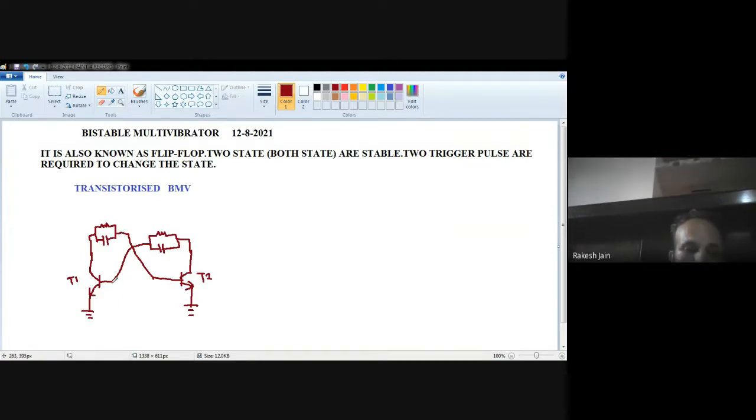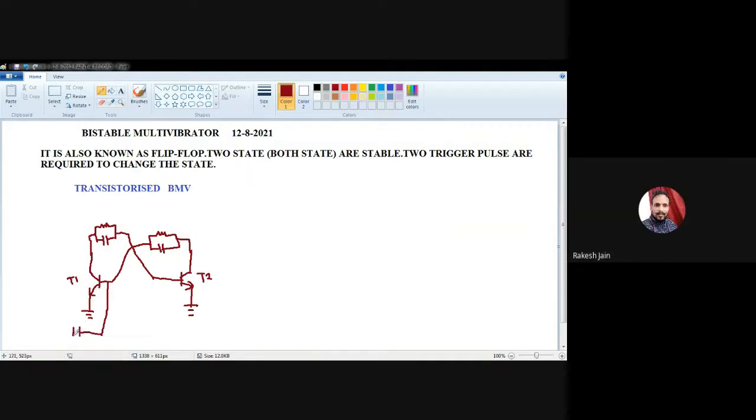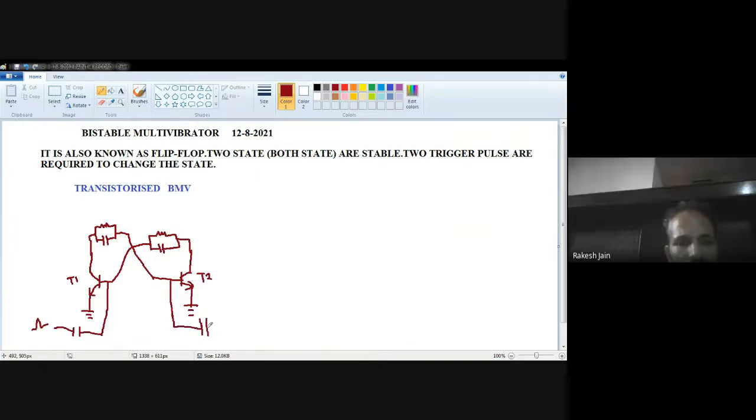Because two trigger pulses are applied, and we know that trigger pulses are applied at the base, so a short trigger pulse is applied at the base. Similarly, here also, at the base terminal, a trigger pulse is applied. Then to connect the VCC, we use these resistors for making the connections with the VCC. So this is my VCC.